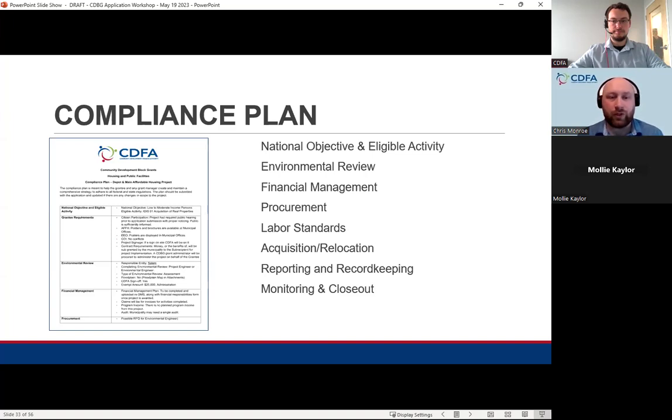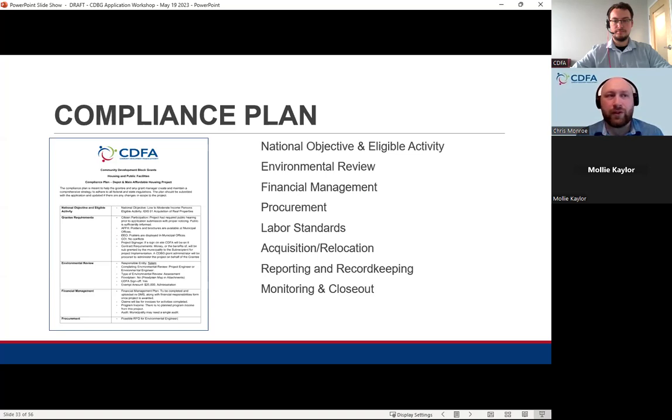It's a pretty strict HUD requirement and needs to be completed before really any construction, and typically we'd like to see it completed before any sub-trade bidding or procurement is completed for your project. So you have to touch on that. Your financial management structure and policy, how you're going to meet the HUD and 2 CFR 200 requirements, procurement, labor standards, acquisition and relocation, and labor standards would include Section 3, Davis-Bacon, and other items that apply to that, reporting and record keeping, and monitoring and closeout.